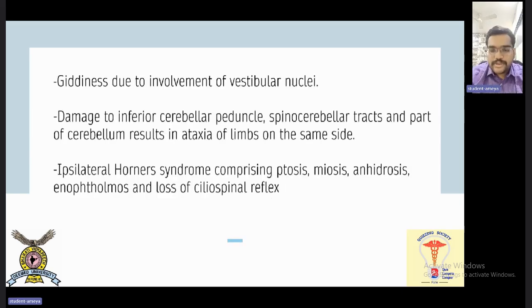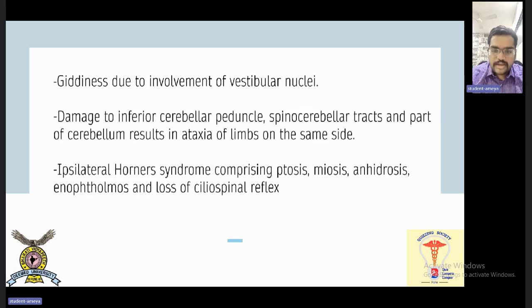There can be giddiness due to involvement of the vestibular nucleus. Vestibular is basically the eighth nerve. The eighth cranial nerve is the vestibulocochlear, so there are two components there, the vestibular and the cochlear. Vestibular has got to do with your balance. So that's why giddiness.